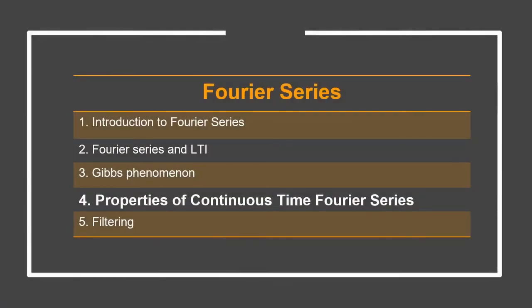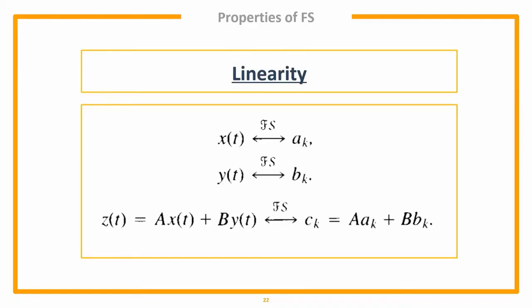The next subsection is properties of continuous time Fourier series. Linearity says that if a signal x of t has a Fourier series coefficient ak and y of t has Fourier series coefficient bk, the Fourier series coefficient of a x of t plus b y of t, where a and b are constants, will be ck equals a times ak plus b times bk.